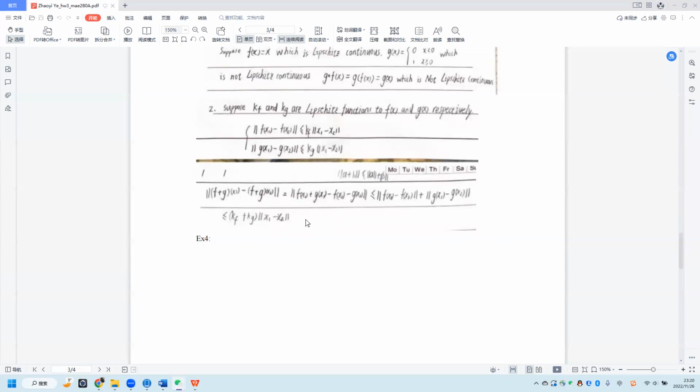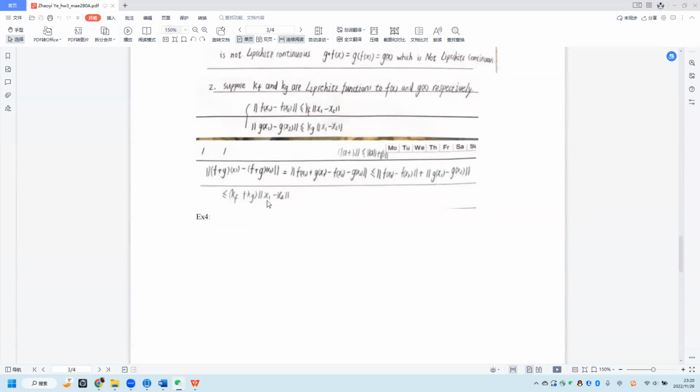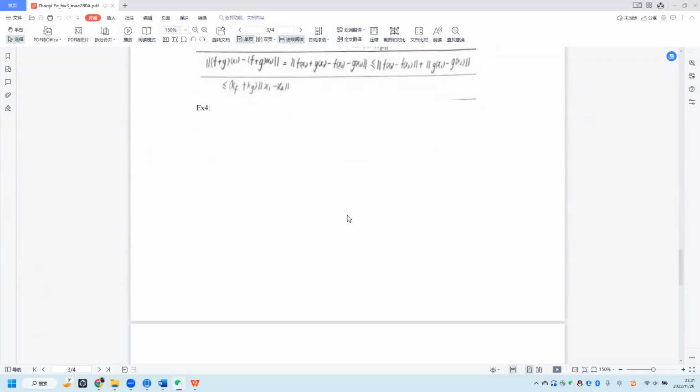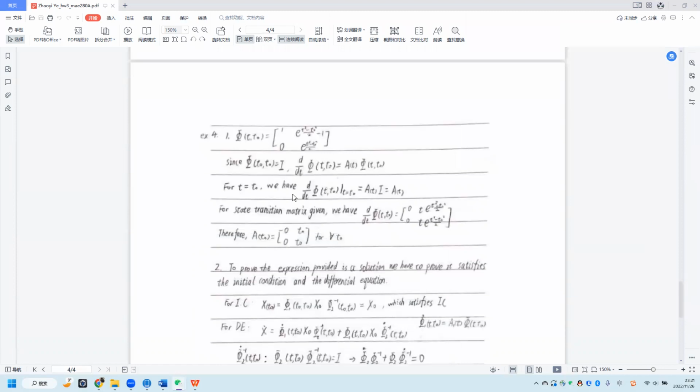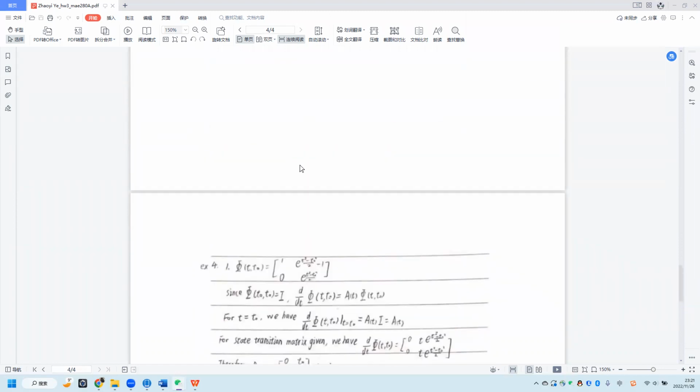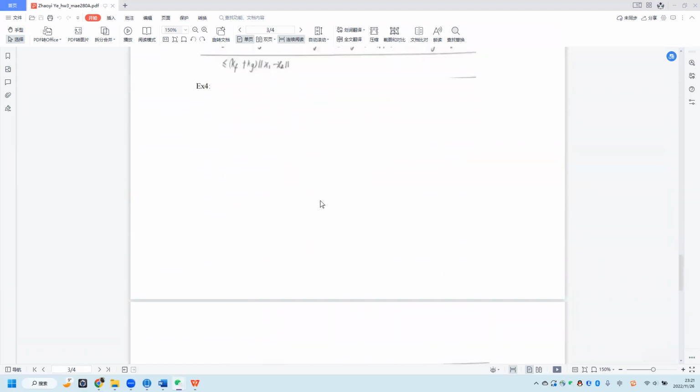So the answer is that f + g is Lipschitz continuous, and kf + kg is a Lipschitz constant. And then we come to exercise 4. I will add the conclusion here.